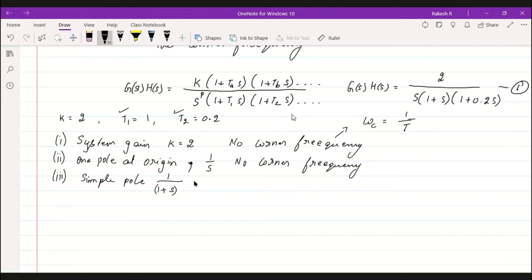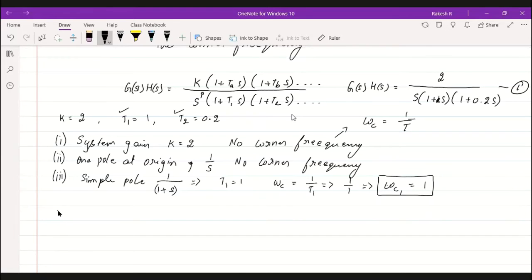1 divided by 1 plus s. For this, there is a T factor here. This is 1 into s, so this will have the T factor here. So T1 is equal to 1. For this, we will have the corner frequency. Omega c is the corner frequency, that is 1 divided by T1, that is 1 divided by 1. So omega c1 will be 1. So this is the first corner frequency here.